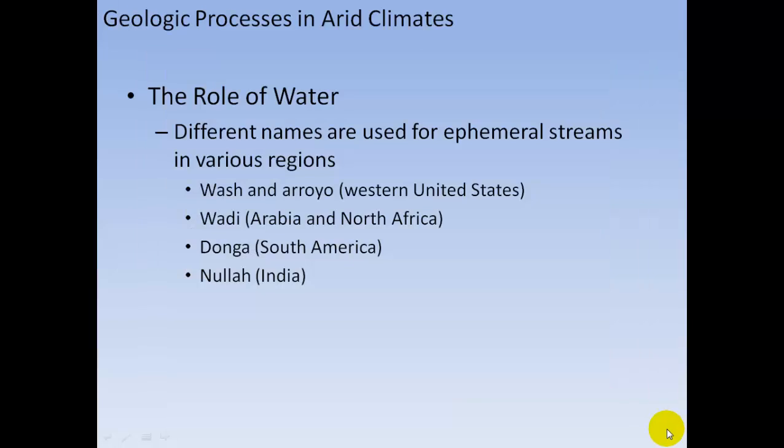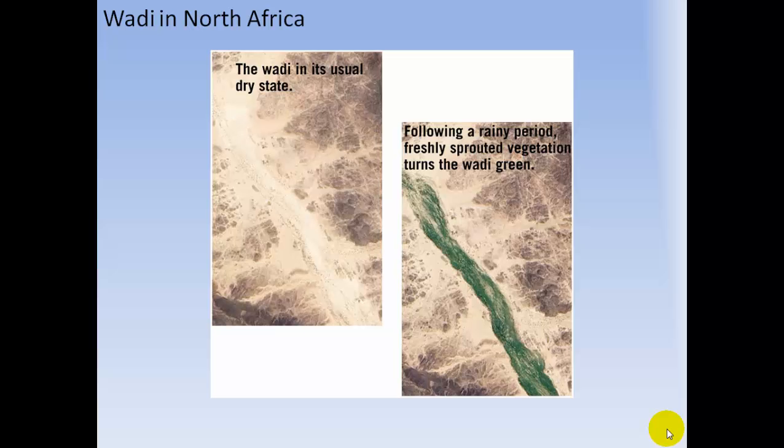The role of water. Different names are used for ephemeral streams in various regions. Wash and arroyo in the western United States, wadis in Arabia and North Africa, dongas in South America, and nala in India. The wadi in its usual dry state. Okay, following a rainy period, it's all wet and vegetation sprouts very rapidly.